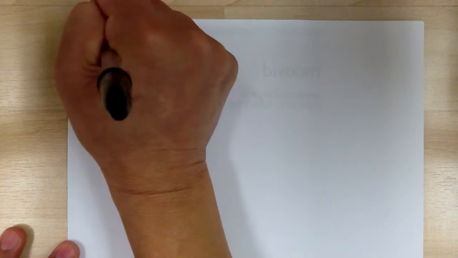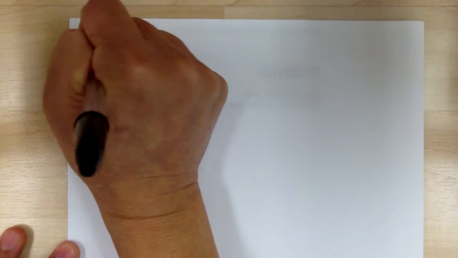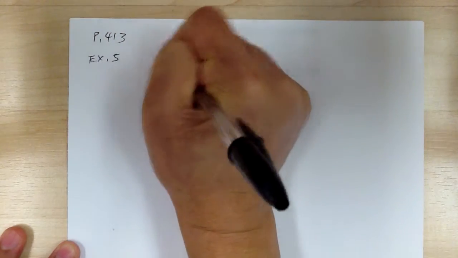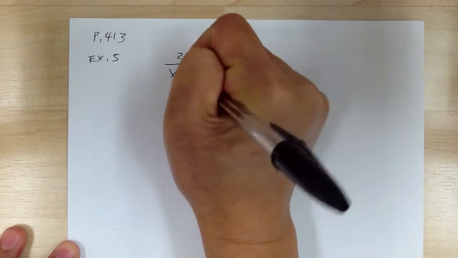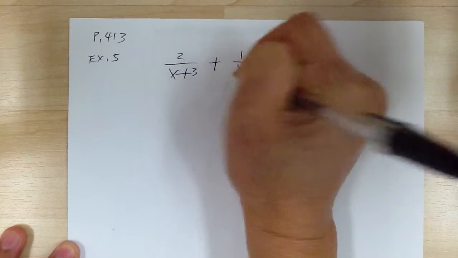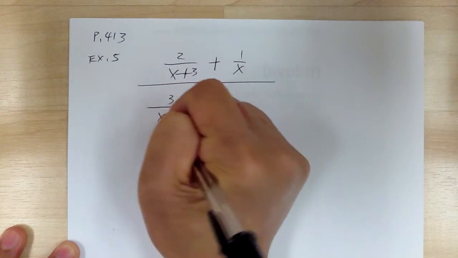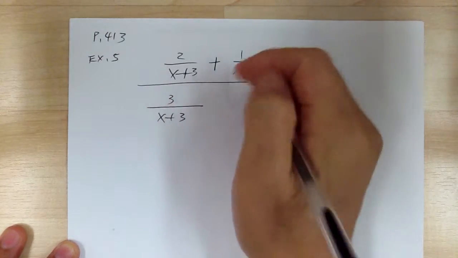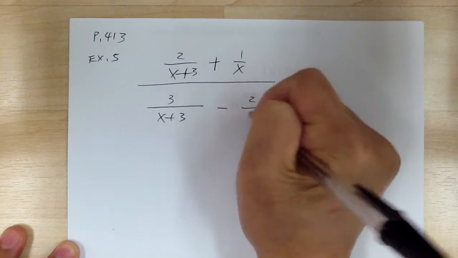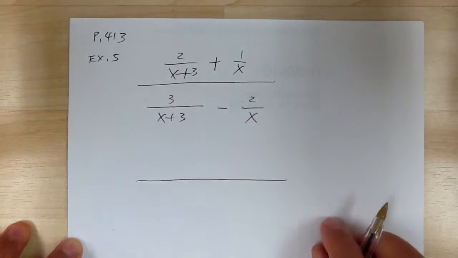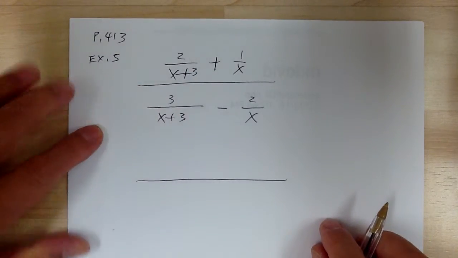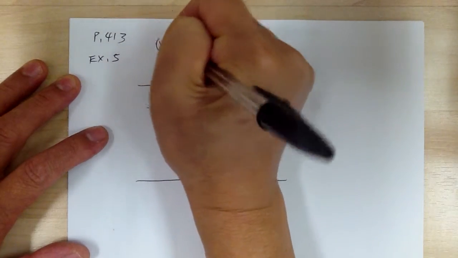Okay, example 5. Again, if you notice, every problem is the same technique over and over and over again. So you got 2 over x plus 3 plus 1 over x. Now make sure you give yourself enough room to write the LCDs. So LCD is x plus 3 and x. So write it down.